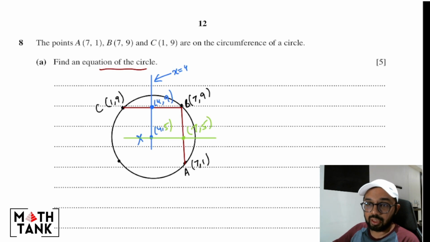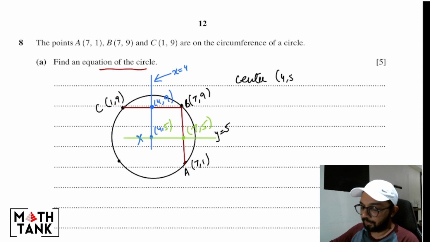So what you need to remember is that when you have 3 coordinates and I'm trying to find the center, what you need to do is draw the perpendicular bisector of 2 chords and then solve them simultaneously. In my case, I didn't even have to solve them simultaneously because they were equations that were pretty straightforward. Y equals 5 and x equals 4. That gave me the center. The center of the circle is now 4, 5.